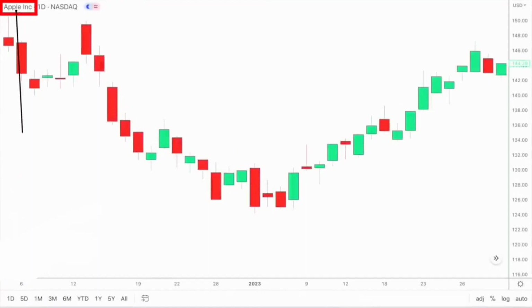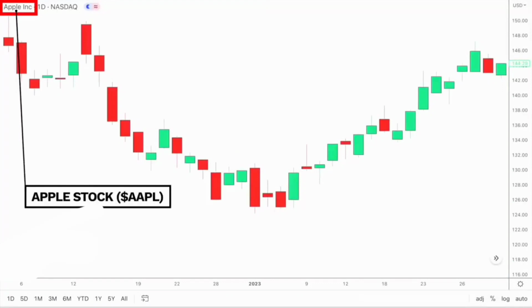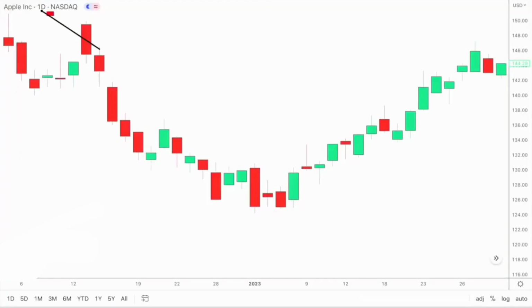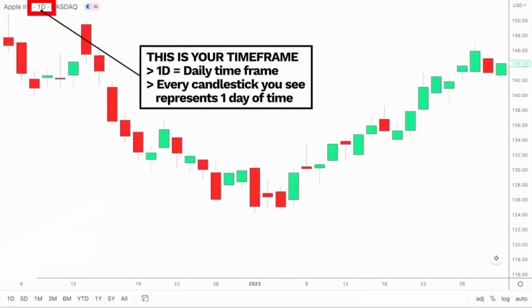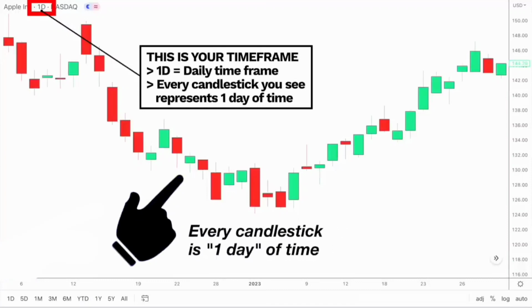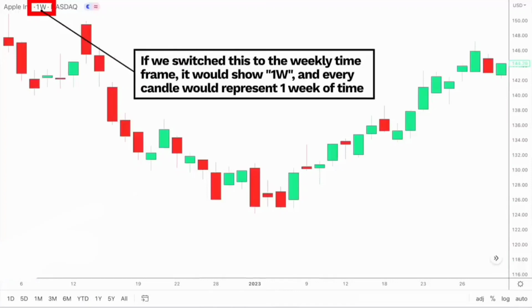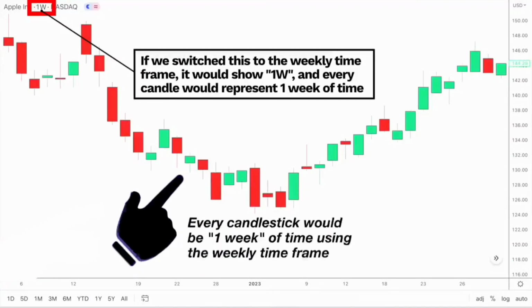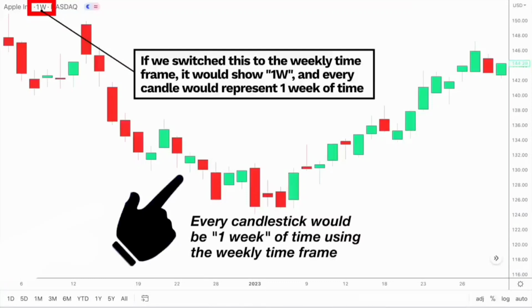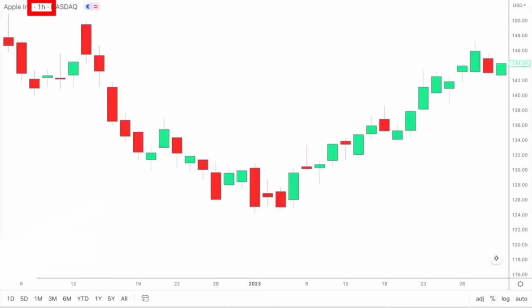Now let's go over to the chart. This is the chart you'll be looking at, and in this case it is Apple stock. This here is the daily time frame. Right now it shows 1D, which translates to the daily time frame, meaning each candlestick you see represents 1 day of time.